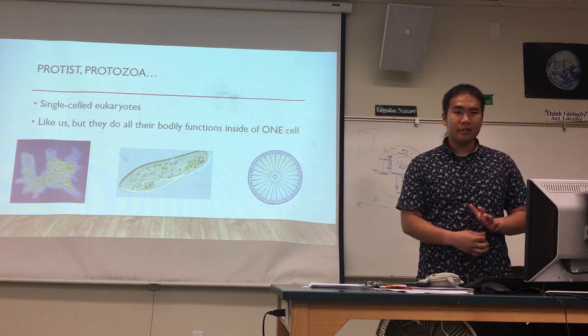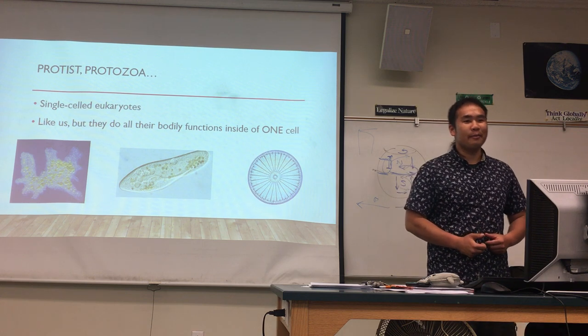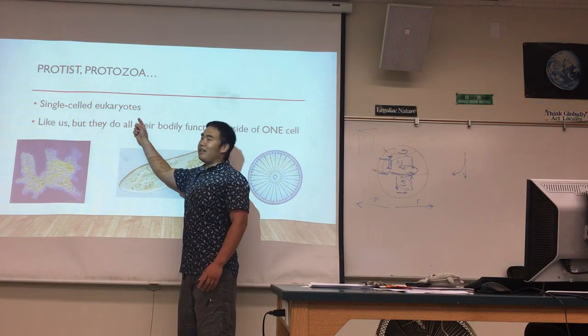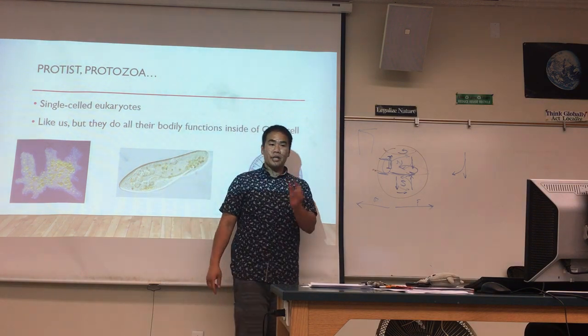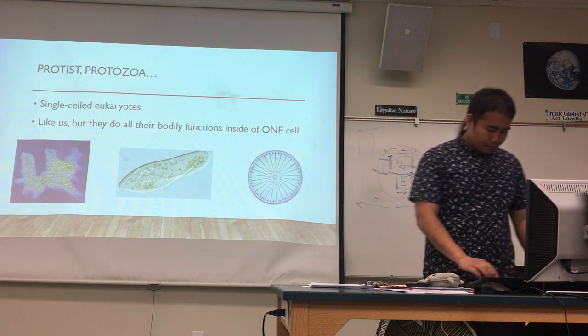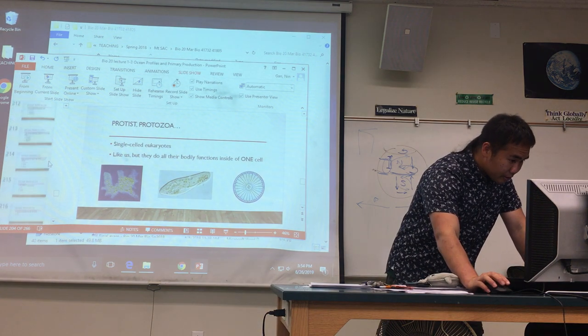Any questions on protists? We all know what a protist is? The best way to describe it is a eukaryote, something with a nucleus, that lives inside of only one cell. So it's pretty tiny. Okay, cool. So let's go on to the last part.